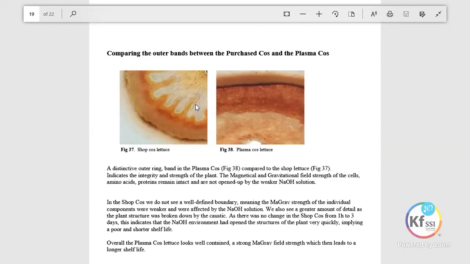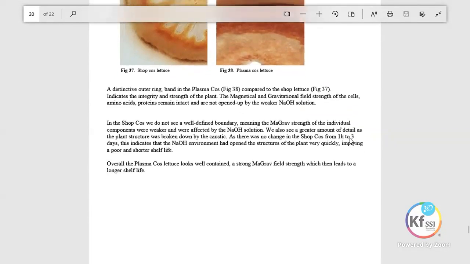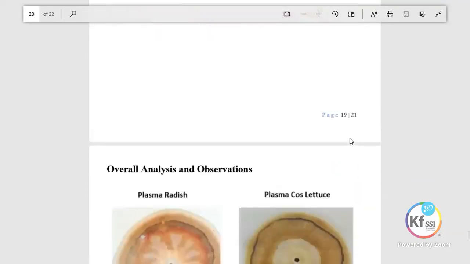The magnetic gravitational field strengths of the cells, the amino acids, and the proteins remain intact and are not opened up by that weaker caustic solution. Whereas on any of the shop produce that we've seen, the structure had opened up very, very quickly, and we see a lot more detail as we open them up.